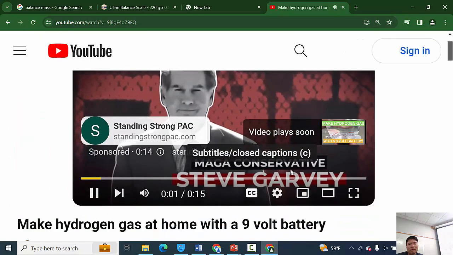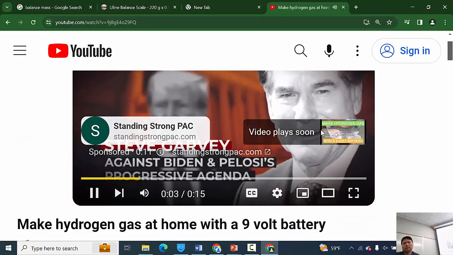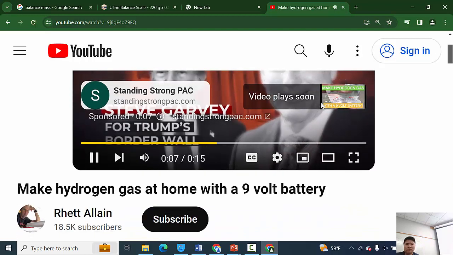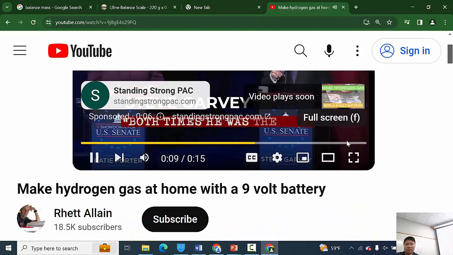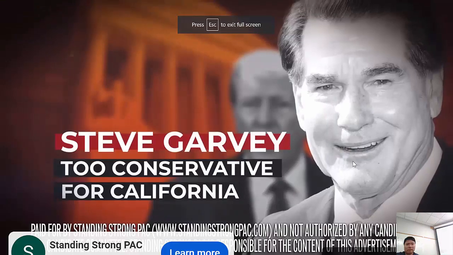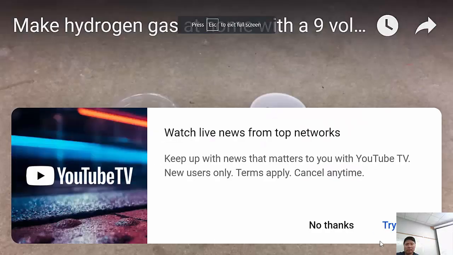No wonder Steve Garvey wants to block Biden and Pelosi's progressive agenda and supports building Trump's border wall. Garvey stands for Trump. Both times he was the best person for the job. I voted for him twice. Steve Garvey is too conservative for California.